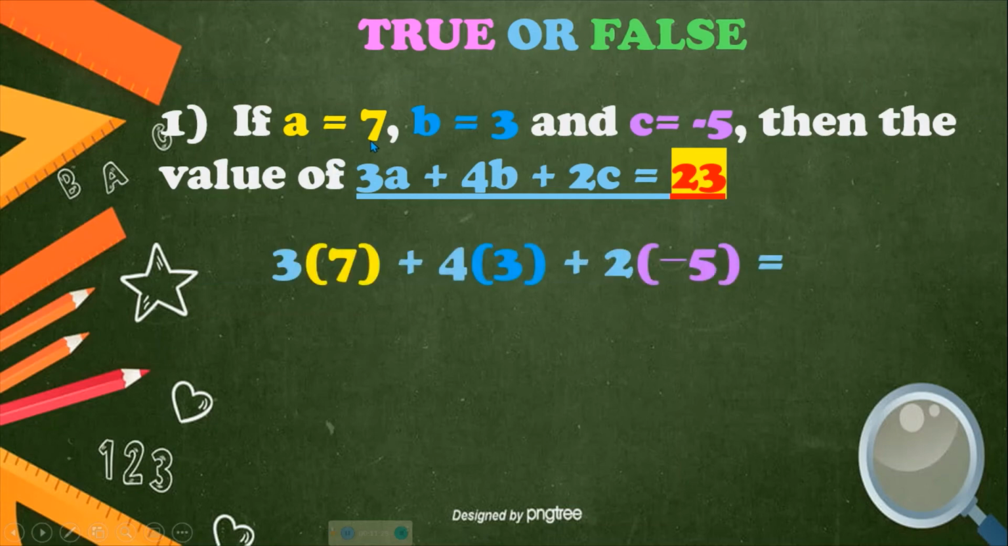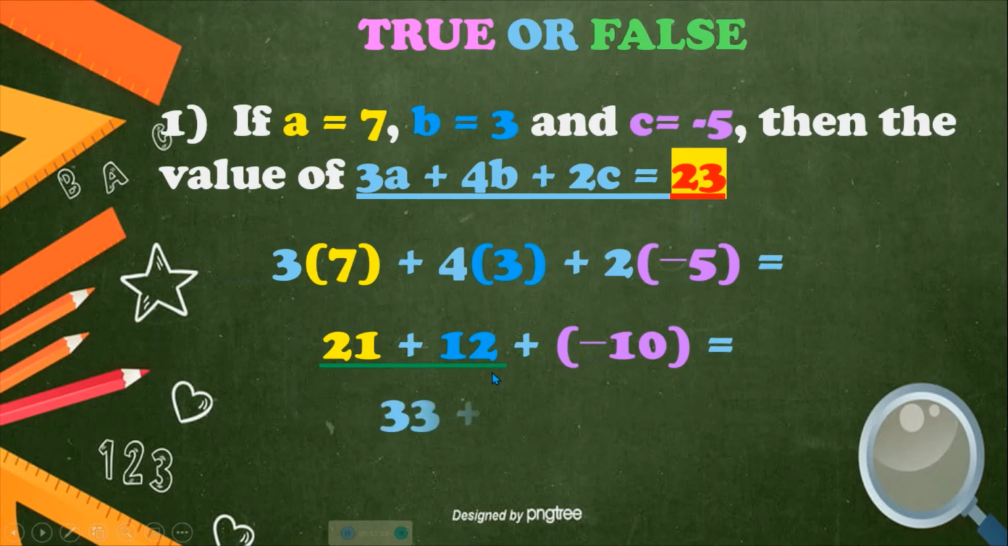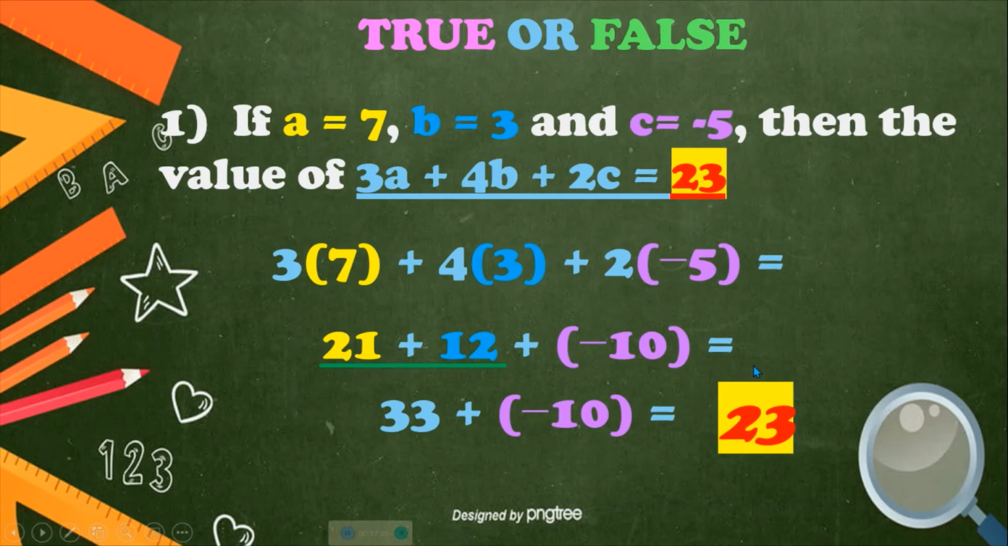So we will substitute the value of A, B, and C. 7, 3, and negative 5. 3 times 7, 4 times 3, plus 2 times negative 5. So 3 times 7 is 21. 4 times 3 is 12. 2 times negative 5 is negative 10. And then we will add 21 plus 12, that is 33. Plus negative 10, magkaiba ng sign, we will subtract, 33 plus negative 10, that is 23. So kung pareha sila ng sagot, that is true.